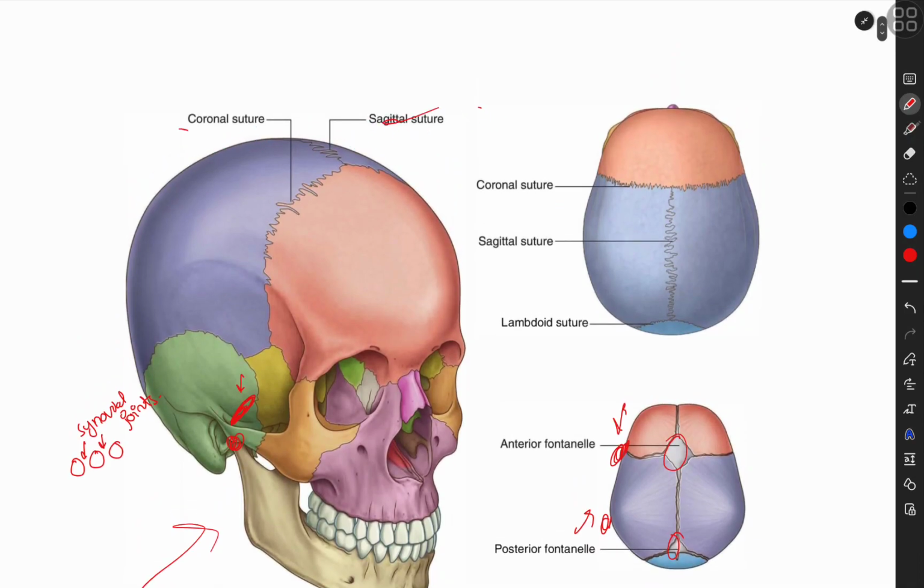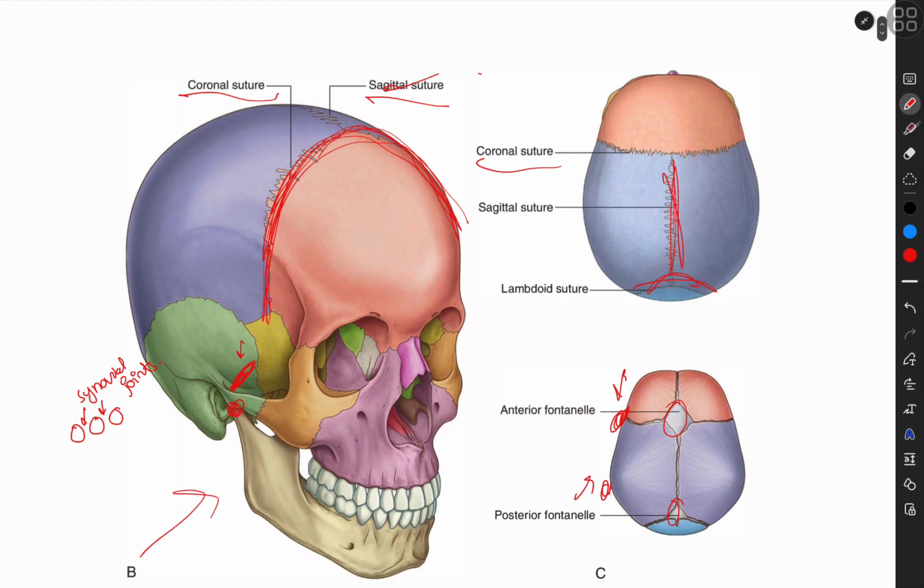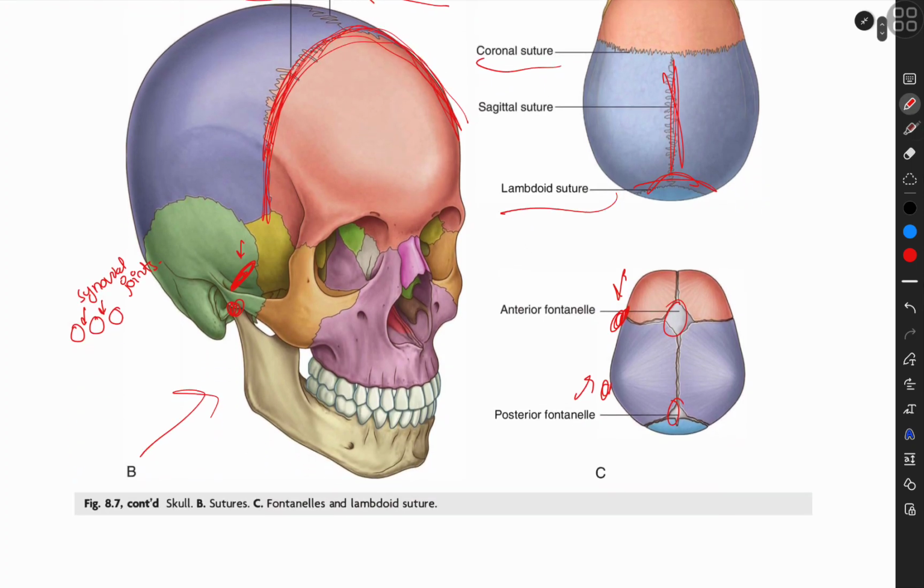Okay, yeah, this is just memorization. Coronal suture, sagittal suture. Just remember, this is the coronal suture. And when coronal sections also come up, you can just think about this one. Coronal suture, yeah, this is the sagittal suture, lambdoid suture. I don't know why they don't call it occipital suture, but lambdoid suture.